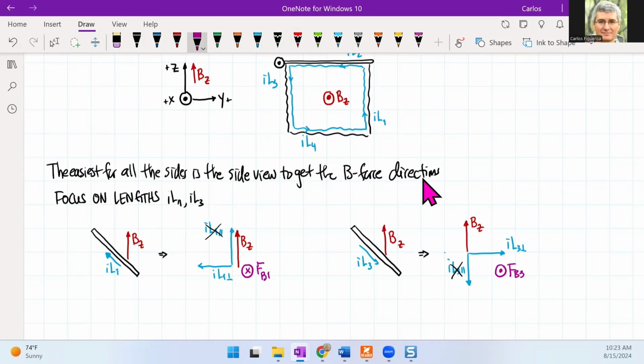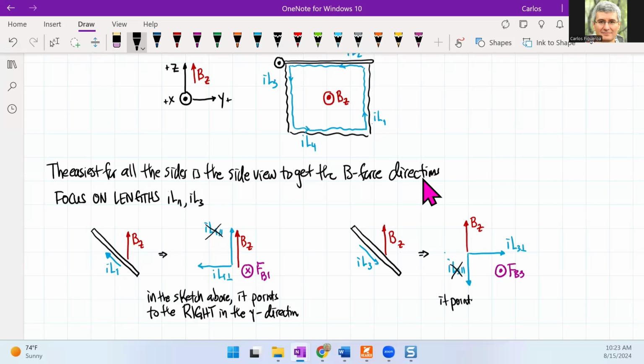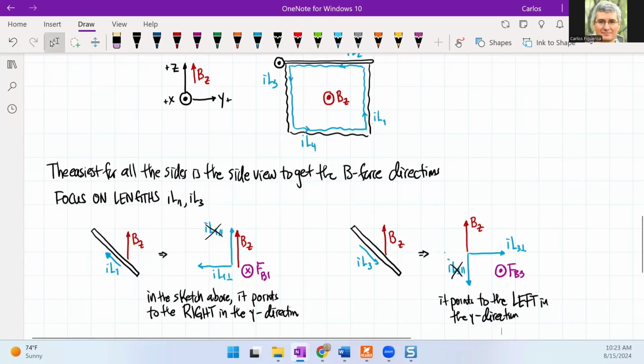So if I look at the sketch above, what direction does this mean in the picture above? In the sketch above, it points to the right in the y direction. And the same thing up here, this guy points to the left in the y direction. And I'll draw the whole picture out here in a moment.